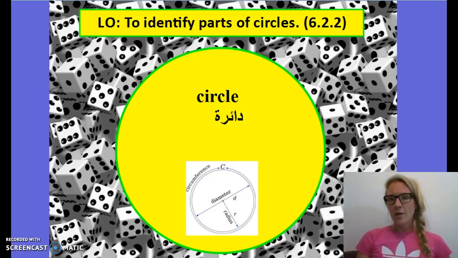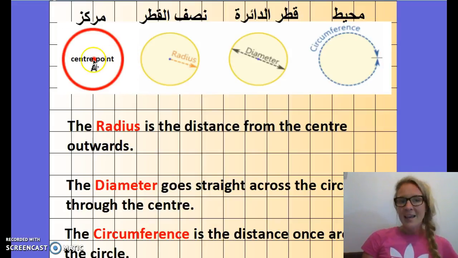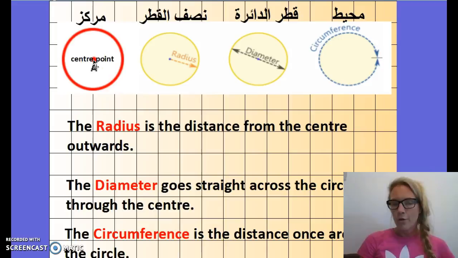So we're going to have a look first of all at 4 different words that describe different parts of a circle. The first word is the center point. You can see here on this circle, it is exactly the center of a circle. And above all these new words, you have the vocabulary in Arabic, which will hopefully support your understanding.